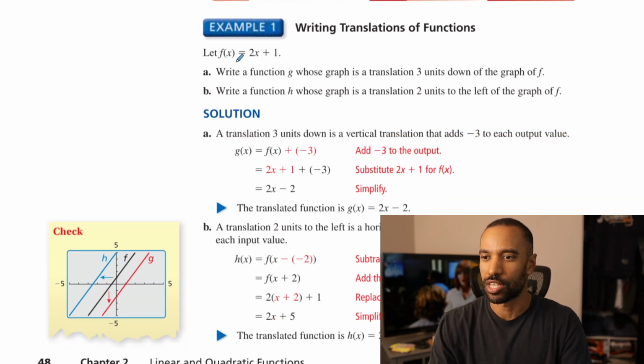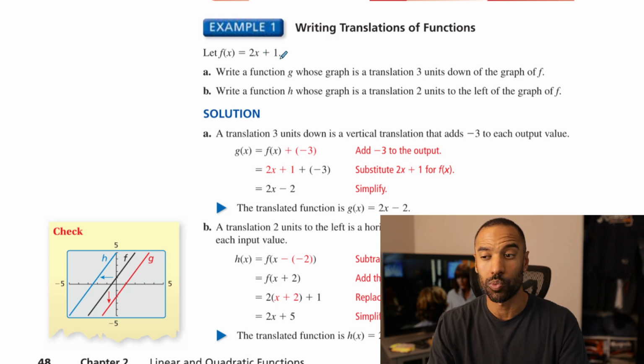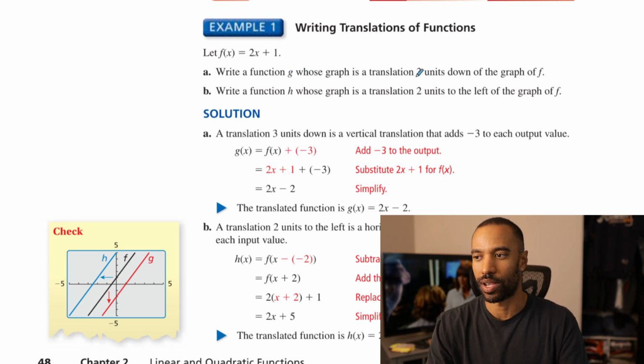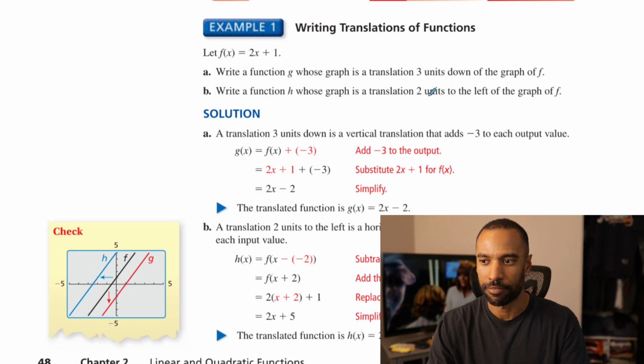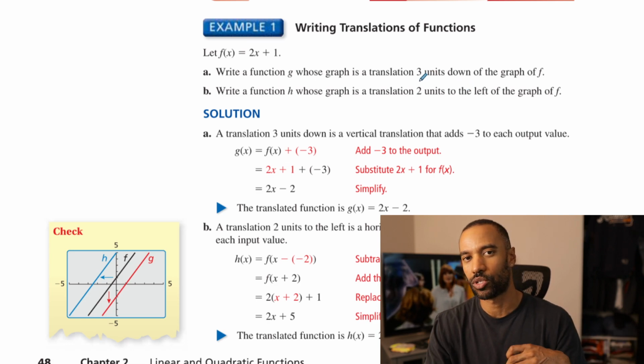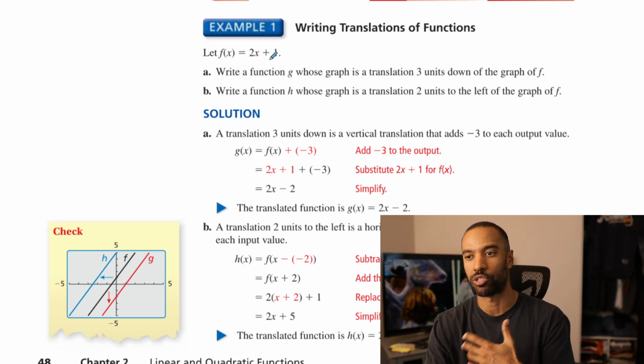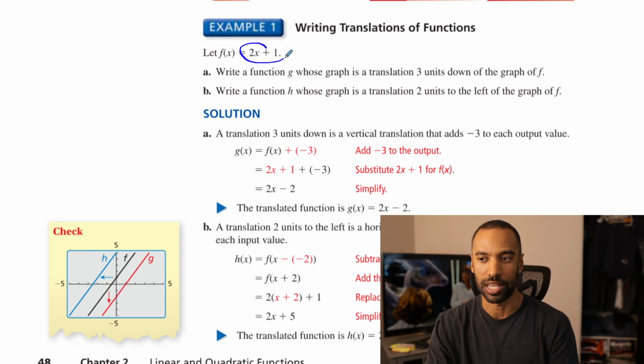So let's look at this first example. Let f of x equals 2x plus 1, which is a linear function, by the way. Write a function g whose graph is a translation 3 units down on the graph of f, and then do a translation 2 units to the left of the graph of f. So we just heard what translations do here. When we go up or down, that's where we add or subtract an amount to our function.